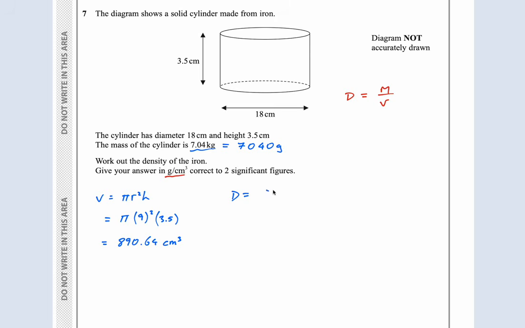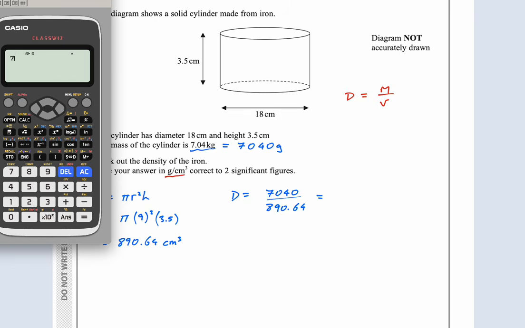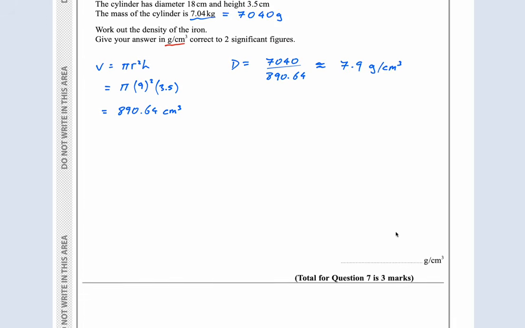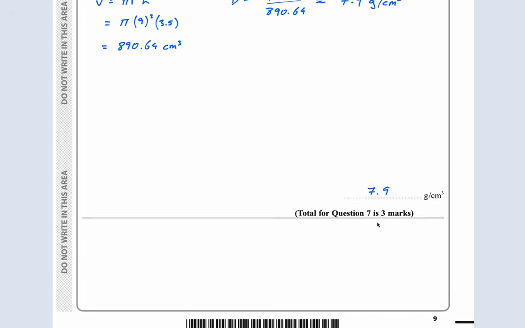So it is 7,040 over 890.64. Okay, and this is 7,040 divided by 890.64, which is 7.9. Well, he wants 2 significant figures, so it's 7.9. So this is approximately equal to 7.9 grams per centimeter cubed.